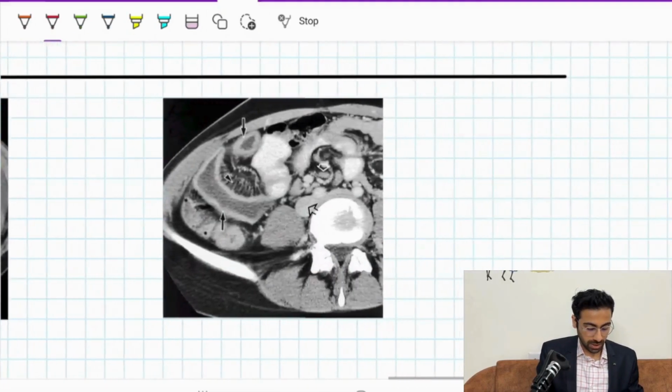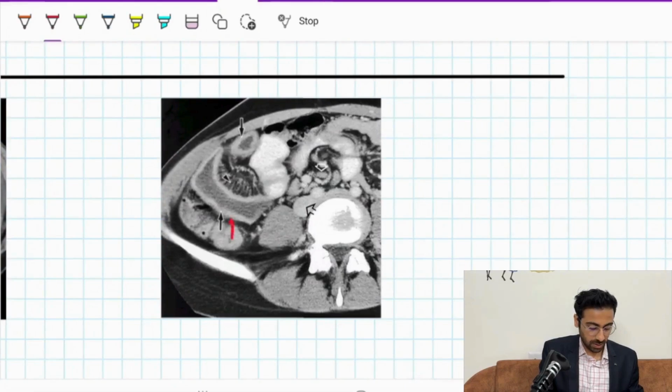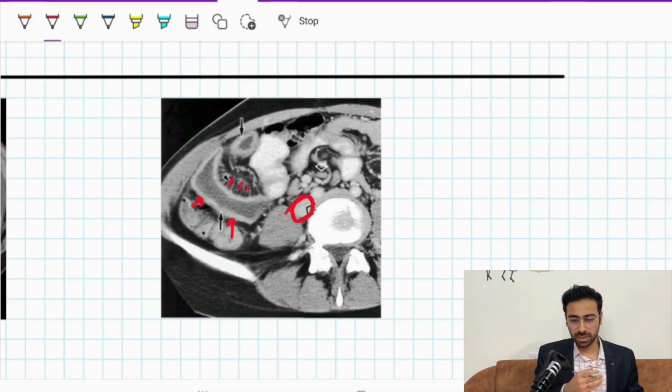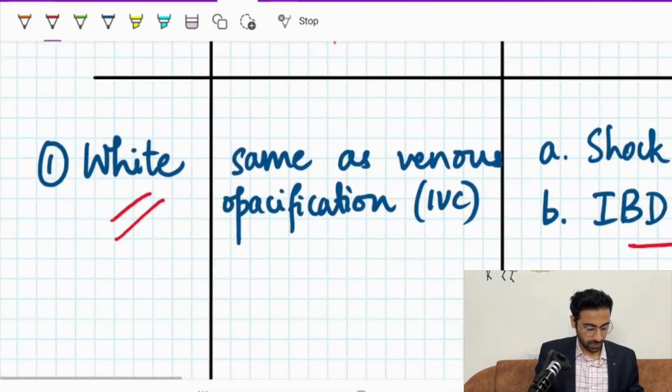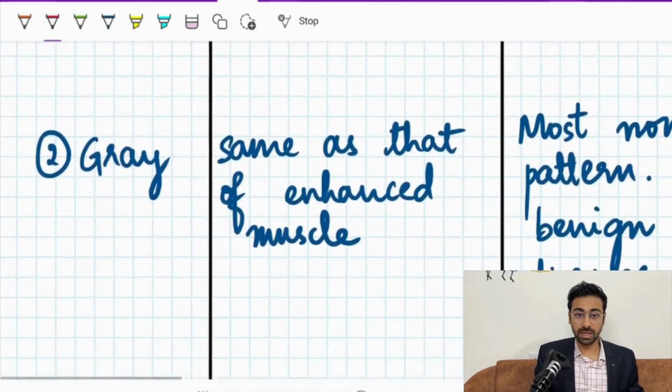Coming on to the next example, we can see here that there is thickened bowel with enhancement. This resembles that of the inferior vena cava. Now also here you can see that the vasa recta are prominent. So this was a case of inflammatory bowel disease. Why these vasa recta are prominent, we shall see in just a short while. After finishing white pattern of enhancement, let us move ahead with gray pattern of enhancement.